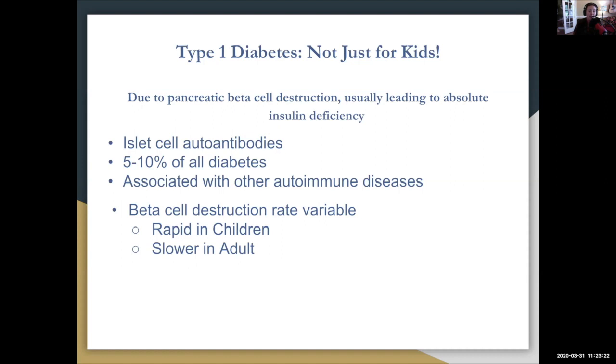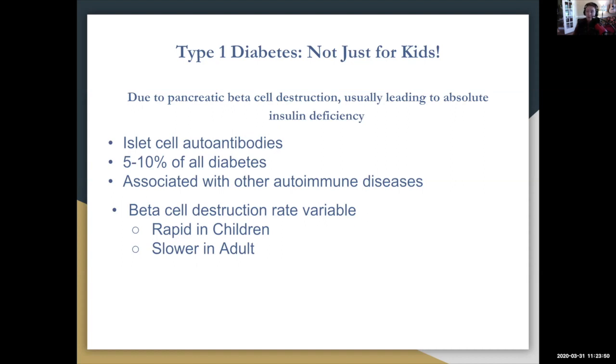Now, the beta cell rate of destruction can be highly variable. And in kids, we tend to see what I will refer to as a diabetes explosion. You know, they're kind of okay for a long time, and then pow, they land in the hospital, they have a diabetic ketoacidosis emergency, and all of a sudden they need insulin.